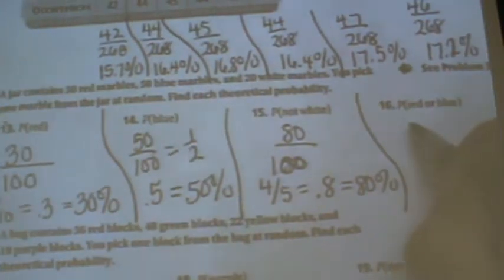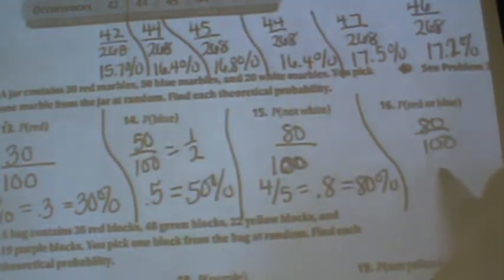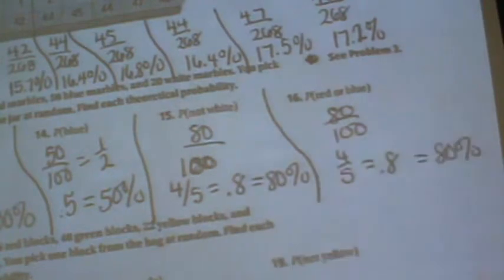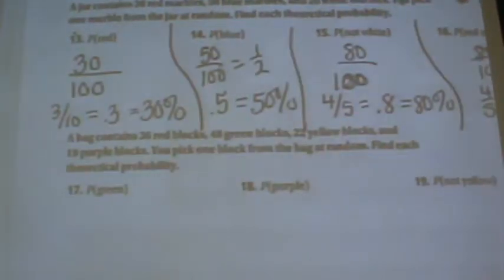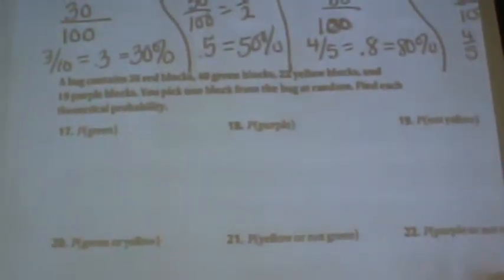How about red or blue? 80. Red or blue, it's the same. You're gonna add red and blue, you get 80 over 100, which is the same. 4/5, 0.8, or 80%. Questions? These are called theoretical probability. The next example is also theoretical probability.